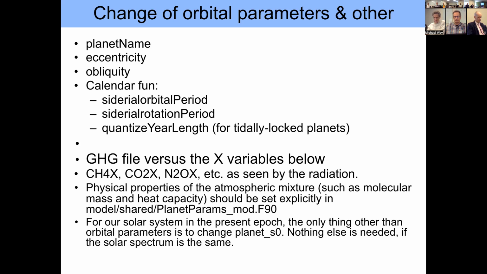The next bullet describes this. There are multipliers which you can set in your Rundeck: CH4X, CO2X, and N2OX. That basically means that the amount specified in the GHG file will be just multiplied by this multiplier, and that's how you set these gases. Other gases are set in one of the source files. Hopefully somebody will go over it tomorrow, so I will not talk about it right now. I think Chris, on the new planet, will explain in all details how to set a specific planet. That's basically the next bullet.